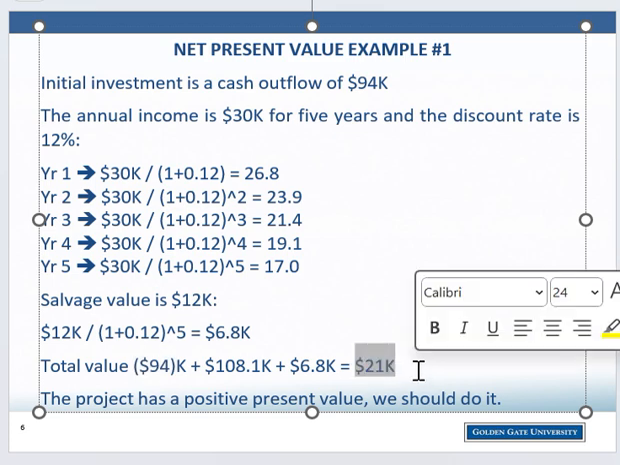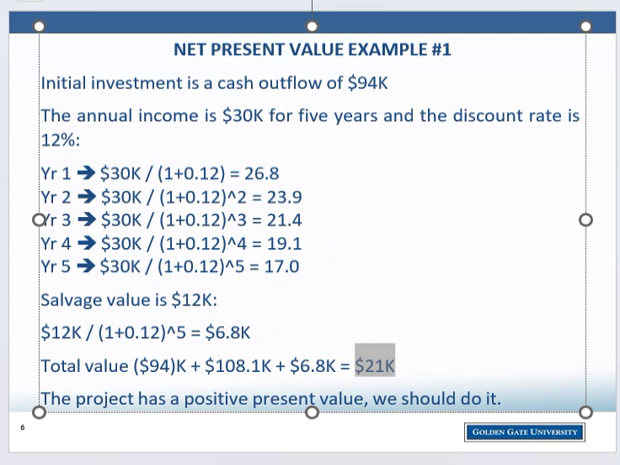And what that tells me is this project is a positive cash flow. As a result, I should do the project. It's a feasible project. Whenever the net present value is positive, I need to do the project.